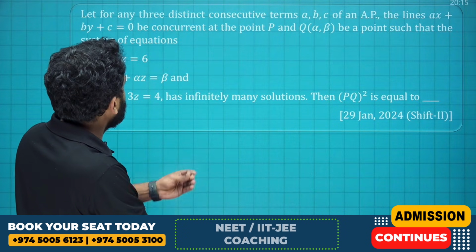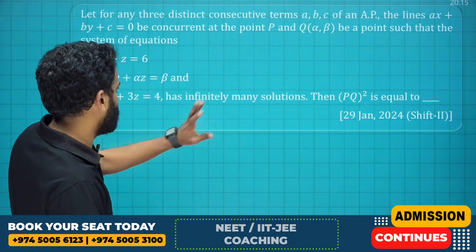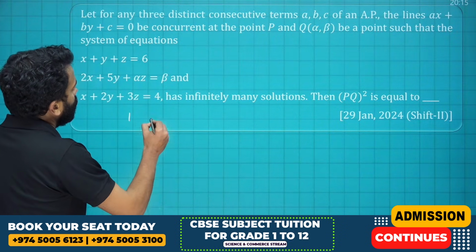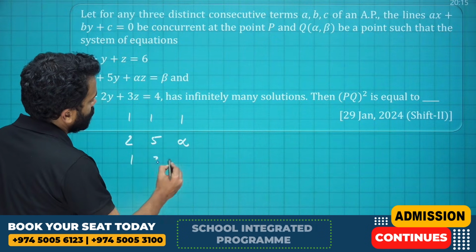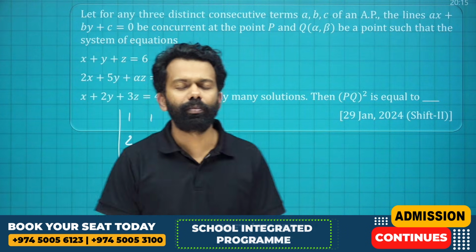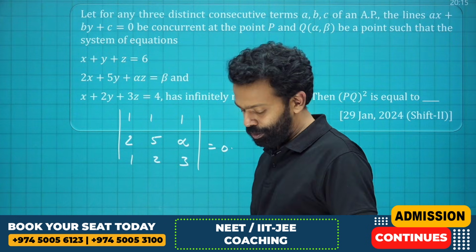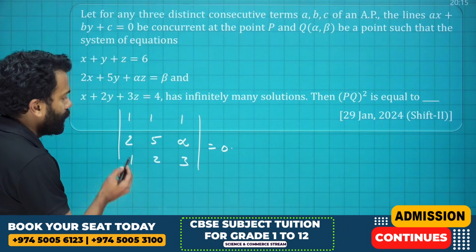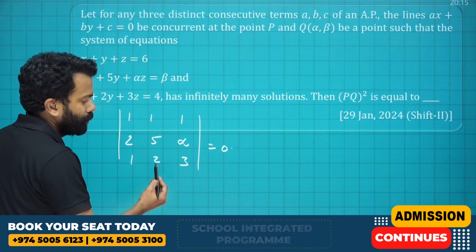Okay. We need to find the value of alpha beta such that the system in x, y, z has infinitely many solutions. Okay, let's try to solve it. The determinant 1, 1, 1; 2, 5, alpha; 1, 2, 3 should be equal to 0, right? Without expanding, just using the properties of determinants, could you tell me how to do this? Easy. What is 2 plus 1? 3. 1 into 3 is 3. What is 5 plus 1? 6. 2 into 3 is 6.